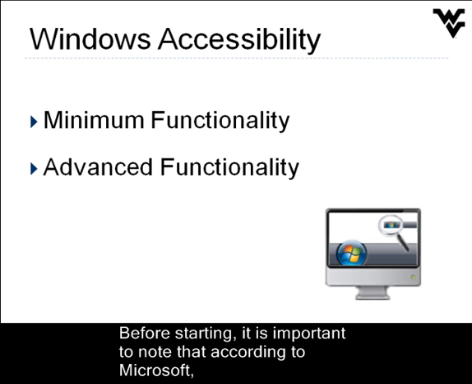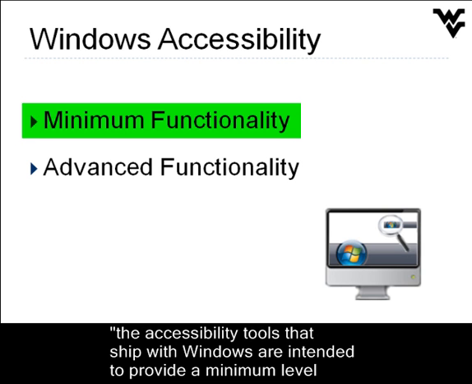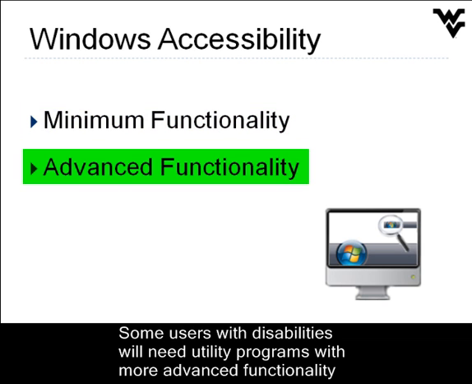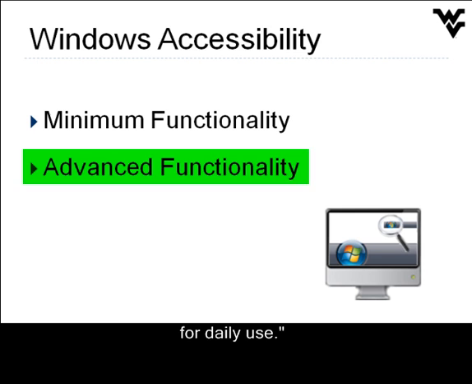Before starting, it is important to note that according to Microsoft, the accessibility tools that ship with Windows are intended to provide a minimum level of functionality for users with special needs. Some users with disabilities will need utility programs with more advanced functionality for daily use.